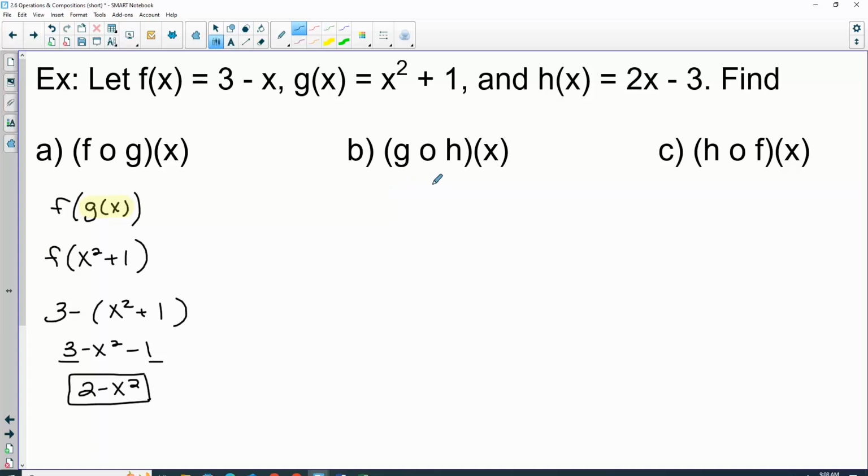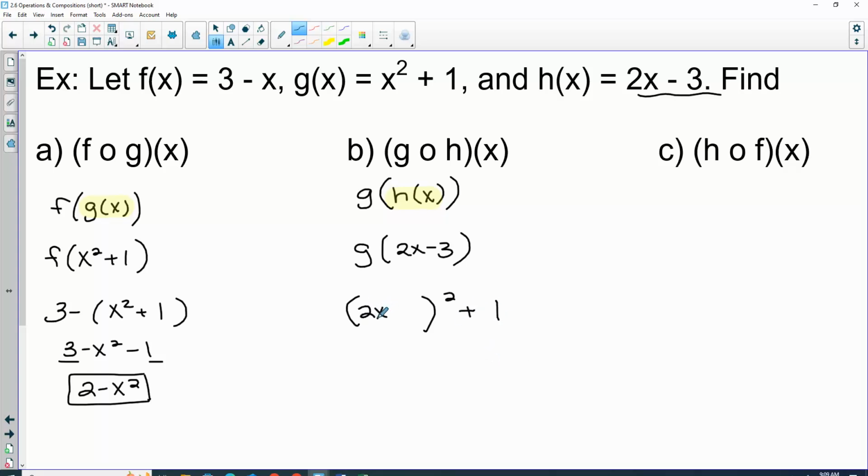So B, g composed with h of x. So that's g of h of x. So start on the inside. H of x is 2x minus 3. Now we're going to function g. So g is whatever you put in, squared plus 1. So I'm replacing that x with a 2x minus 3.